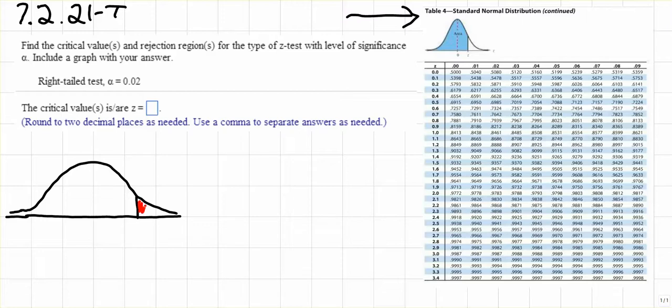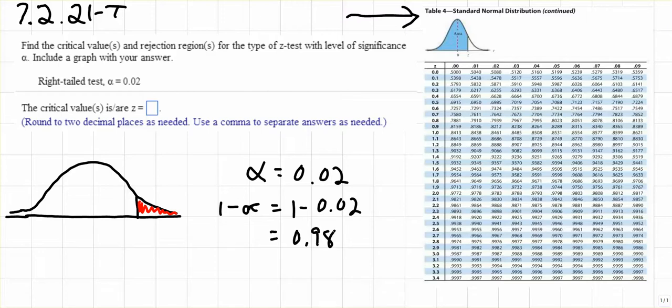Okay, and this is going to be the area of rejection, and this is alpha equals 0.02. So since this is a right-tailed test, we'll do 1 minus alpha, which is equal to 1 minus 0.02, which will be equal to 0.98. This is what we're going to look for in the table.